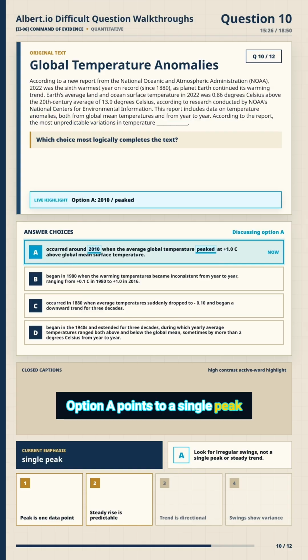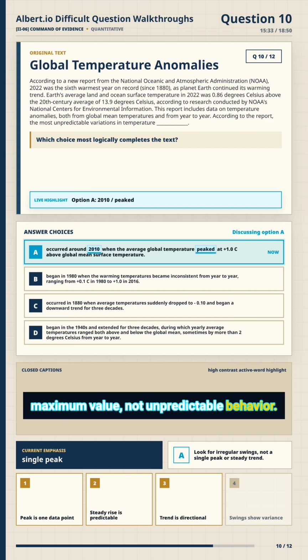Option A points to a single peak in 2010. A peak describes one moment, not variability. Even if accurate, that would describe a maximum value, not unpredictable behavior.